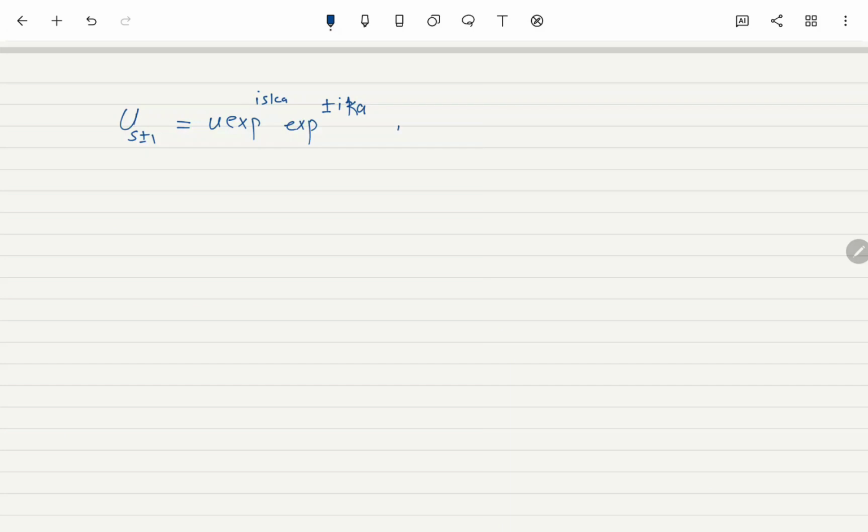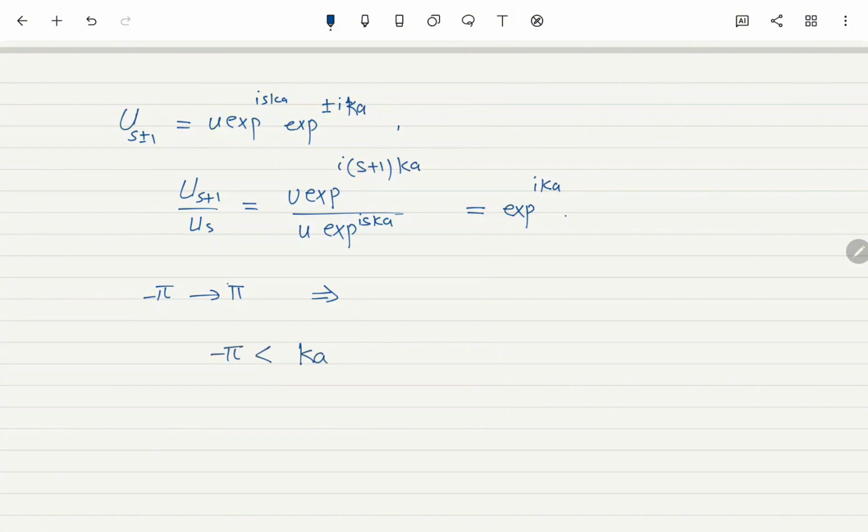Now the ratio of the displacement of two successive planes is given by us plus 1 divided by us, equal to u exponential i s plus 1 ka over u exponential iska, which is equal to exponential ika. Notice that the range minus pi to pi for the phase Ka covers all independent values of the exponential. So in this case here, Ka is greater than minus pi and less than or equal to pi, or we can say that K is greater than minus pi over a and less than or equal to pi over a.